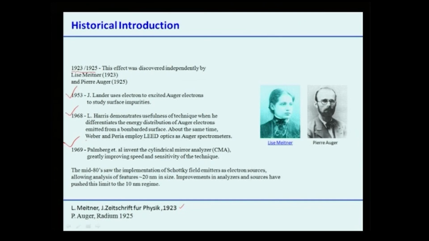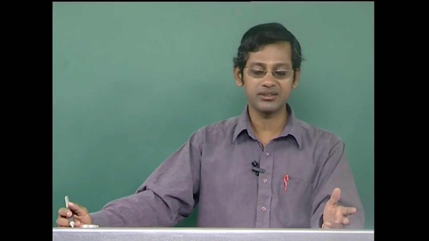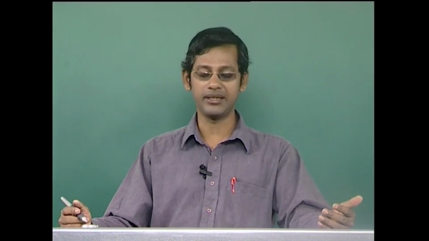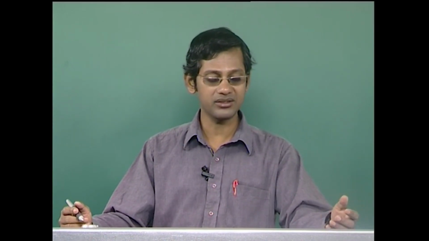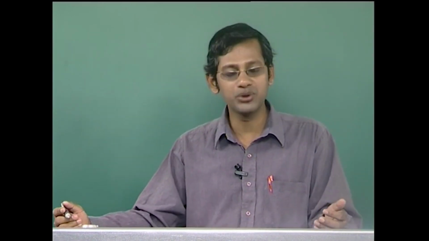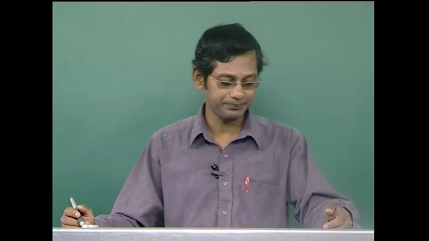Schottky field emitters have a very high brightness, this we discussed in electron microscopy. So, this actually allows us to analyze surface features of size 20 nanometers, a very small size. And then in the beginning of the 1990s, a lot of improvement happened in analyzers and sources. This limit is now pushed to the 10 nanometer regime. In fact, to be frank, this limit has been pushed below the 10 nanometer regime recently.